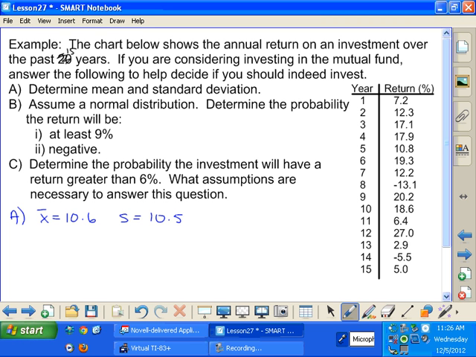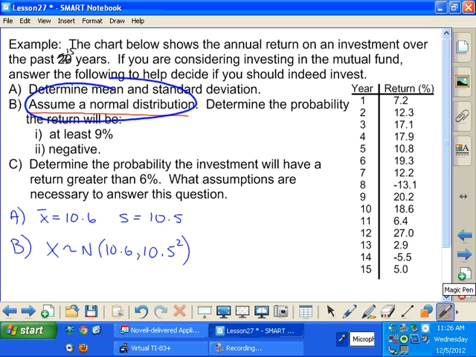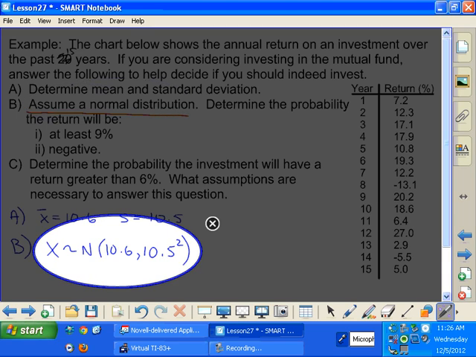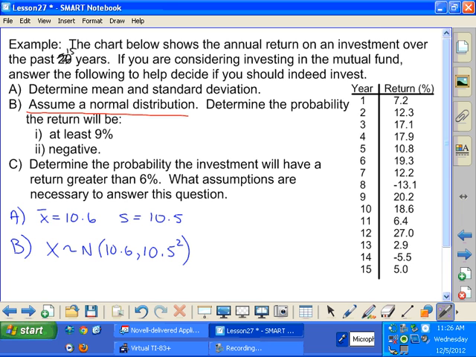That information is needed because in part B, it says assume a normal distribution. So when I move into part B, I need to make this statement right here. I'm going to assume that all of the variables in this study, or this data, is normally distributed with a mean of 10.6 and a standard deviation of 10.5, and we need to put that squared in there for the notation. That statement, assume a normal distribution, we do that in the real world in order to use that z-score chart and make a statistical analysis, and this is what it turns into. Now we can proceed, and we're going to use that z-score chart in order to solve the remainder of these problems.